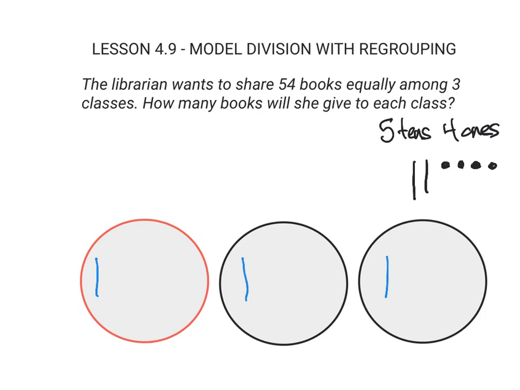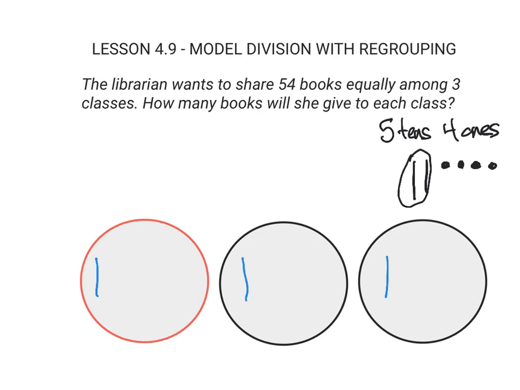Cool. Well, now we have a problem. We have 2 tens here, but what do we do with them? See these 2 tens right here? Can I divide them equally among 3 classes? No, I can't. If I give 1 ten to one class and 1 ten to another, I have no more tens, and the third class isn't happy because they didn't get 10 books. Any other way I try to divide these 2 tens, a class is not going to be happy.